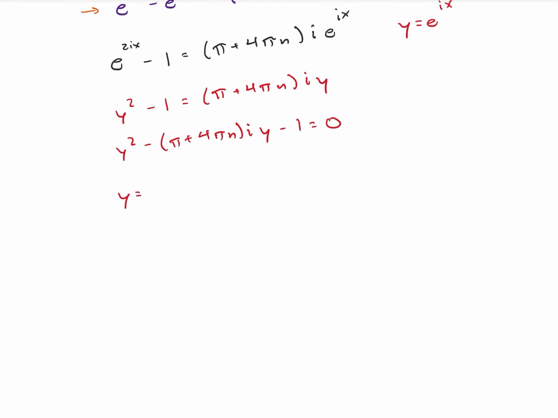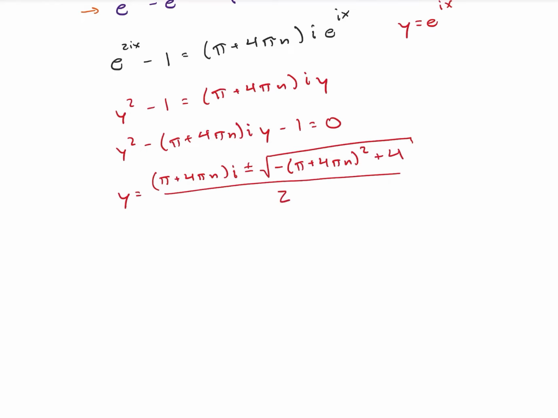So I know y is going to be equal to pi plus 4 pi n times i, plus or minus the square root of b squared. So pi plus 4 pi n squared times i squared. So it's going to be negative pi plus 4 pi n squared minus 4 times ac, which is going to be plus 4. That's divided by 2a, so I'm going to have that divided by 2.